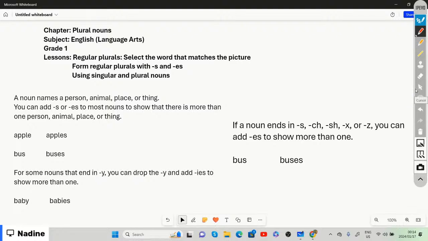And some of the words basically change. And for now, these are the rules that you need to follow when it comes to regular plural nouns.